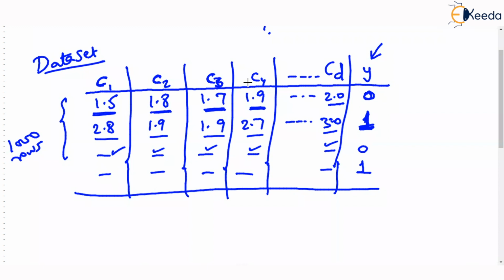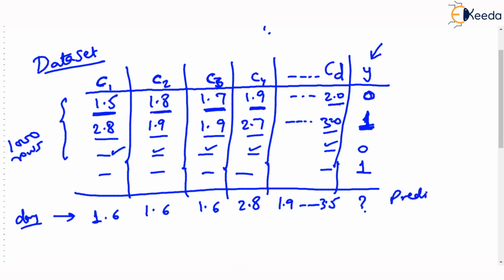Now, imagine that this data set is given, and on one fine day, we are given completely new values for C1 to CD. Say on one fine day, we record all these values on that day, and it comes out to be, say, 1.6, 1.6, 1.6, 2.8, 1.9, and so on up to 3.5. On a particular day, these readings are taken, but we are not told whether it will rain or not. We have to predict whether it will rain or not, given these values.